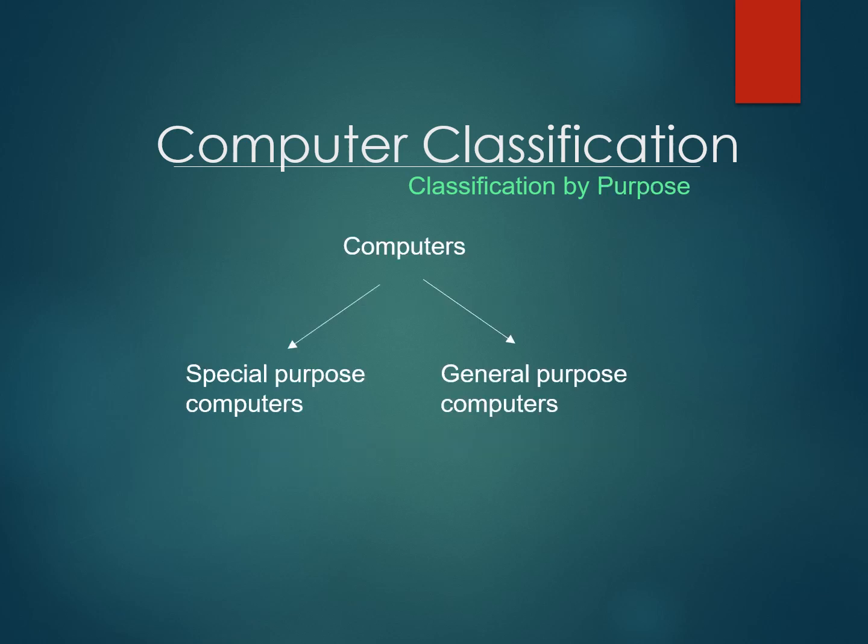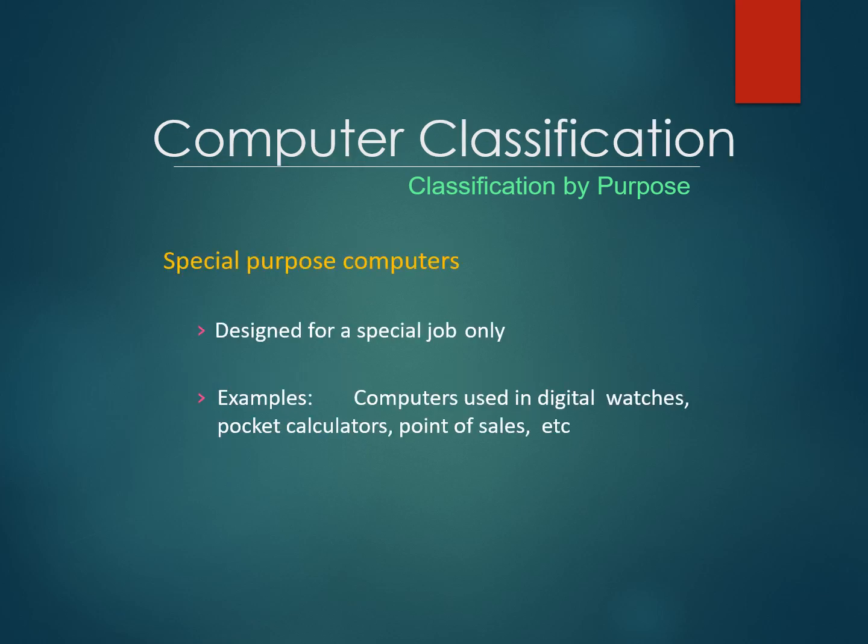Classification of computers by purpose. By purpose, computers can be classified as special purpose computers and general purpose computers. Special purpose computers are designed for a special job only. Examples: computers used in digital watches, pocket calculators, point of sales, etc.